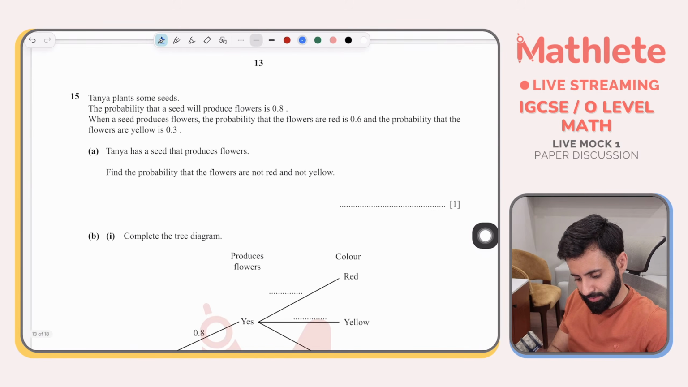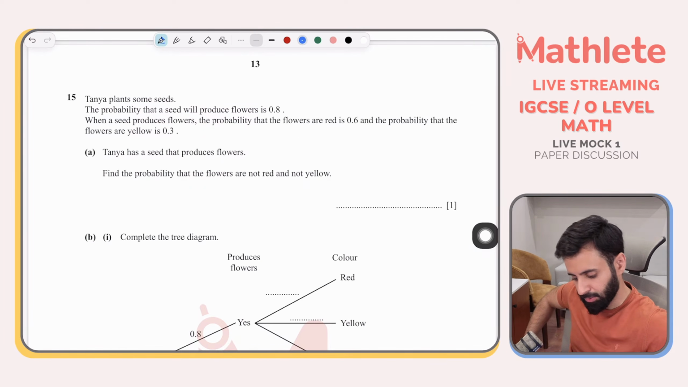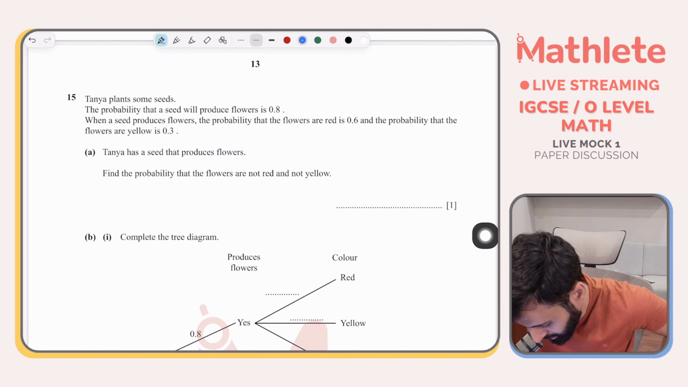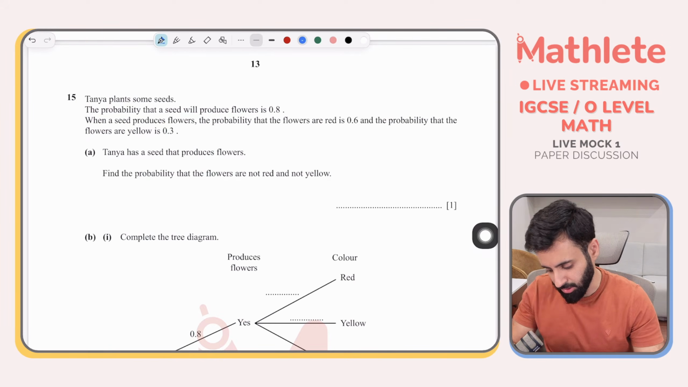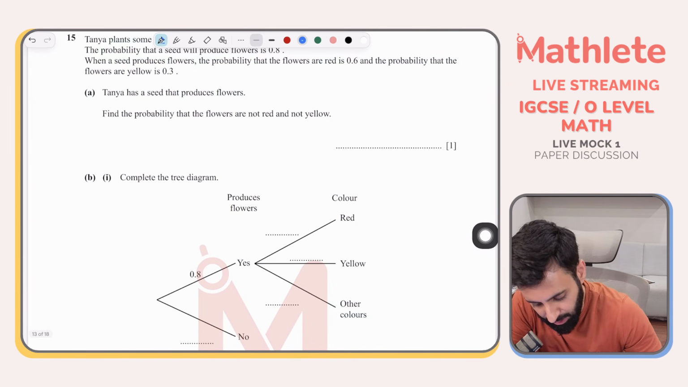Question number 15. Tanya plants some seeds. The probability that a seed will produce flowers is 0.8. When a seed produces flowers, the probability that the flower is red is 0.6. And the probability that the flower is yellow is 0.3.